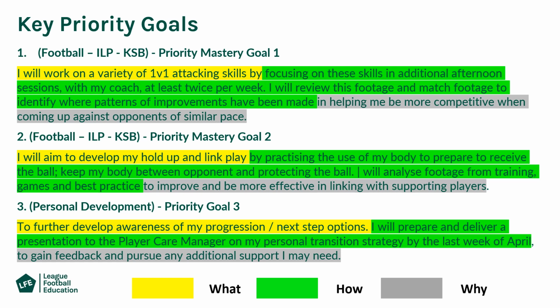So just to give you a flavour of what key priority goals might look like in terms of how they could be written from a mastery perspective. So with the what, how and the why. So we can see that there's 2 football goals and 1 personal development goal. And if we're looking at the what, so they're going to work on a variety of 1v1 attacking skills.